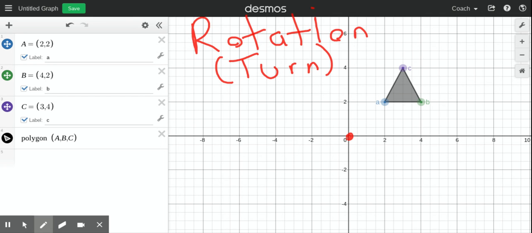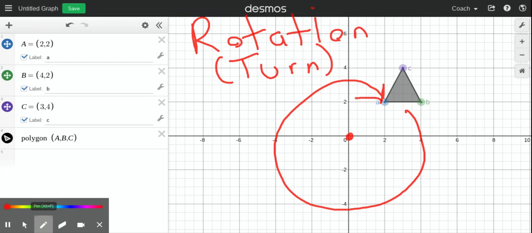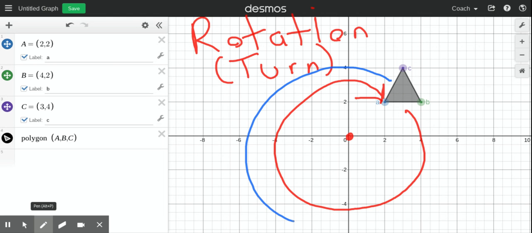we're either going to rotate this thing clockwise or we're going to rotate this thing counterclockwise. So the first thing you need to know is which way is clockwise and which way is not clockwise. The second thing you need to know is how far we are rotating it. Okay, let me erase some of this.